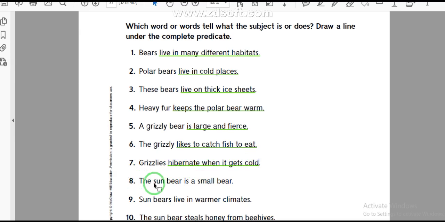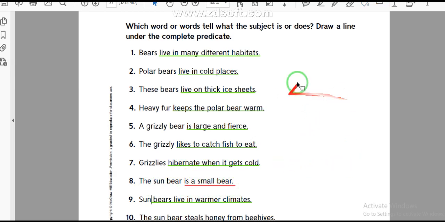Number eight, the sun bear is a small bear. What did we say about the sun bear? Where's the predicate? Where's the action? What did they say about it? It's a small bear, right? So we should underline it's a small bear. Okay, I cannot underline it. One minute. I will underline it like this.